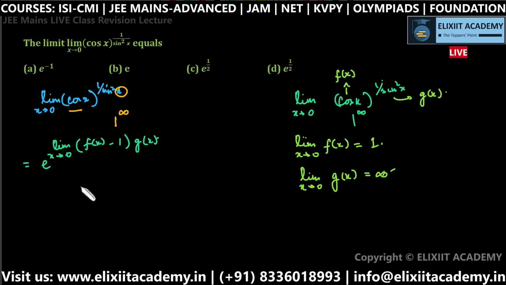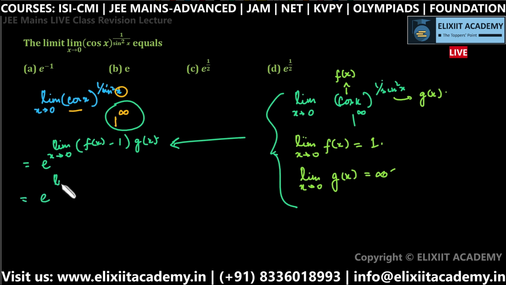This was the formula. If these conditions are satisfied, then you have the formula e to the power limit x tends to 0 of (f(x) minus 1) into g(x), and this is applicable only if the indeterminate form is 1 to the power infinity. So in this case, we take e to the power limit x tends to 0, where f(x) is cos x, minus 1, into g(x). g(x) is what? g(x) is 1 upon sine square x.